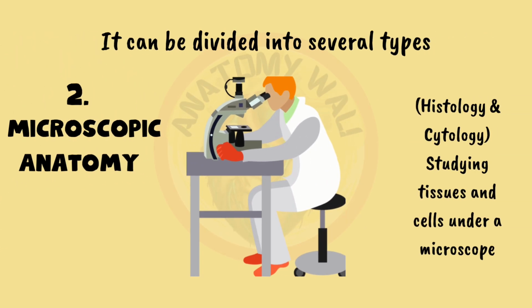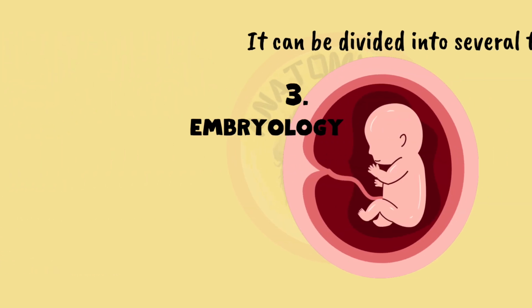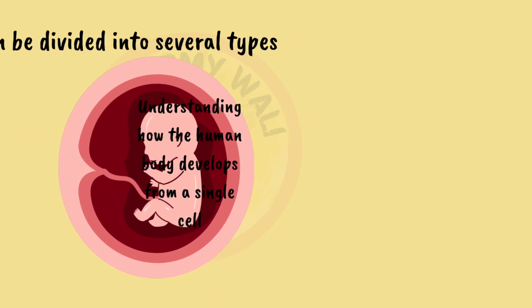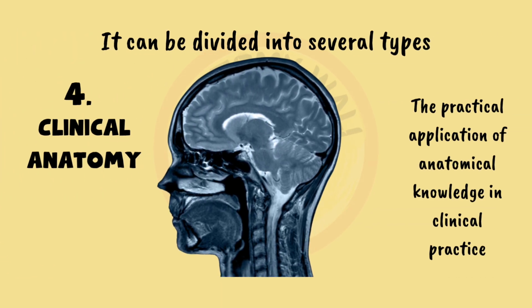Then the microscopic anatomy, the histology and cytology. It is the studying of tissues and cells under a microscope. Embryology deals with understanding how the human body develops from a single cell. Clinical anatomy is the practical application of anatomical knowledge in clinical practice.